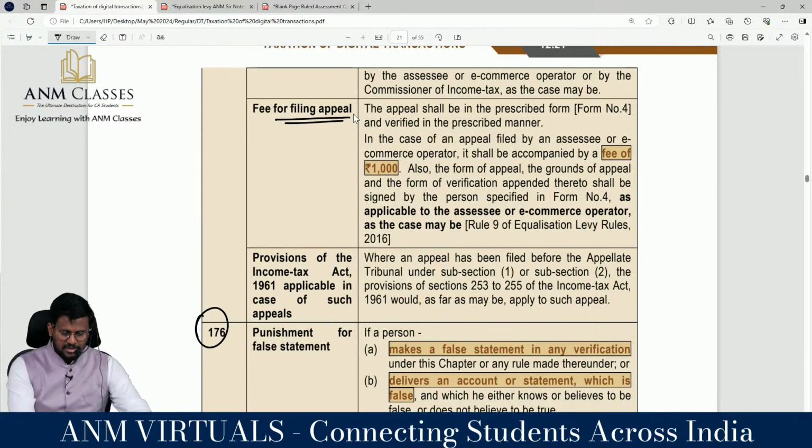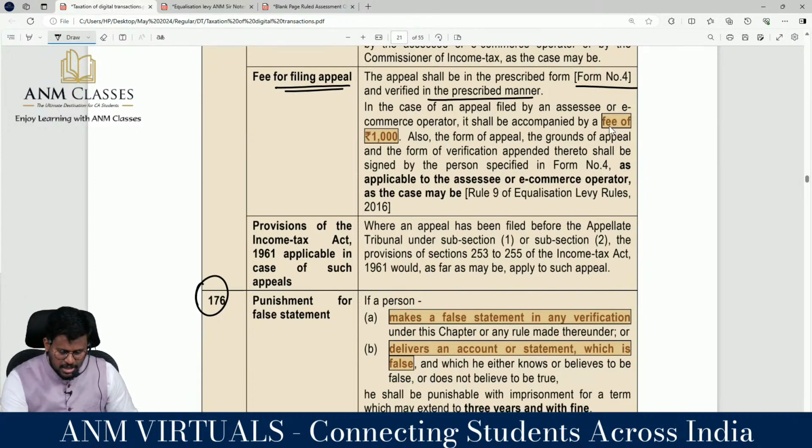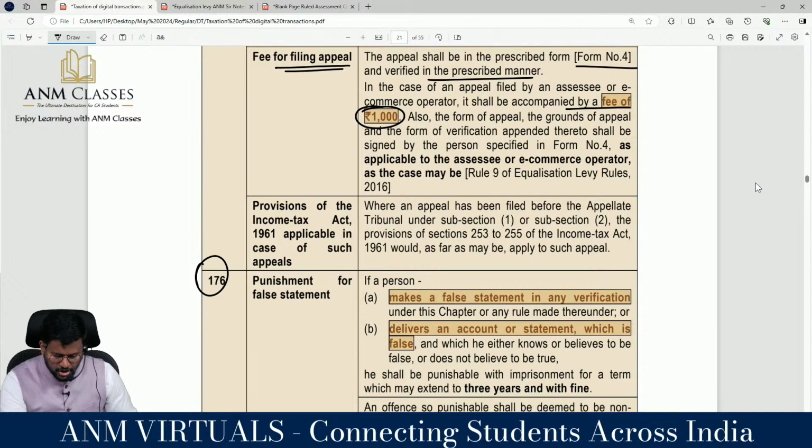Hello sir. Sir, the appeal shall be in the prescribed form, which is form number 4, and verified in the prescribed manner. In case the appeal is filed by an assessee or e-commerce operator, it shall be accompanied by a fee. Also, the form of appeal, the grounds of appeal and the form of verification appended thereto shall be signed by the person specified in form number 4 as applicable to the assessee or e-commerce operator, as the case may be.